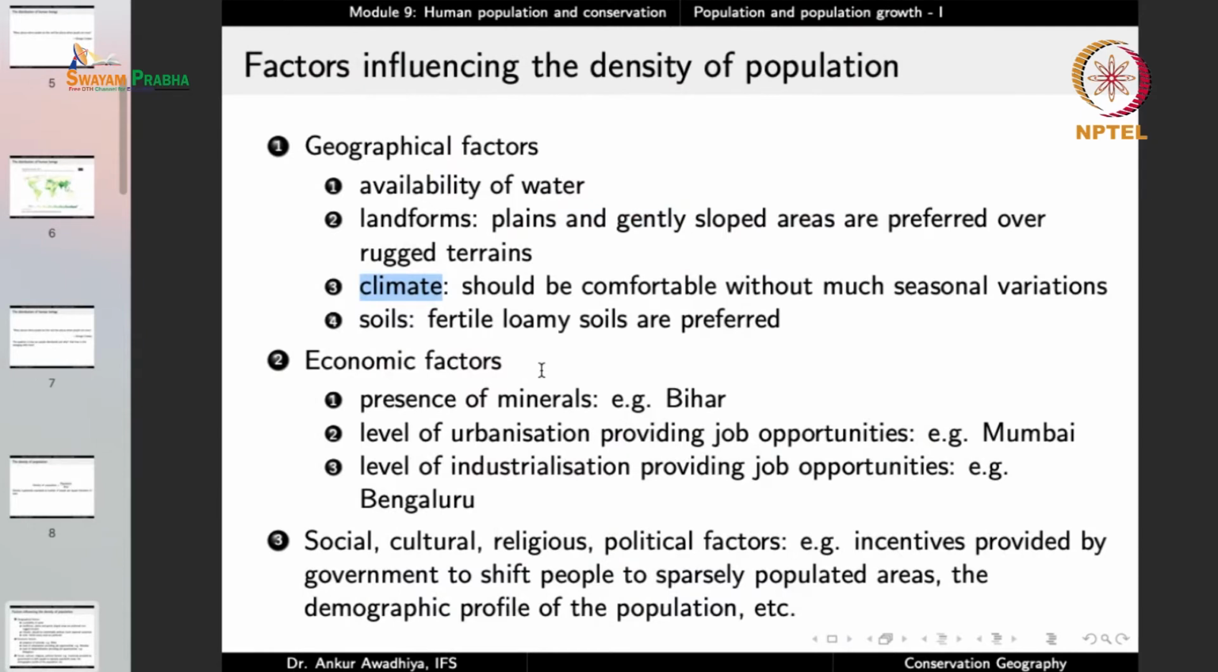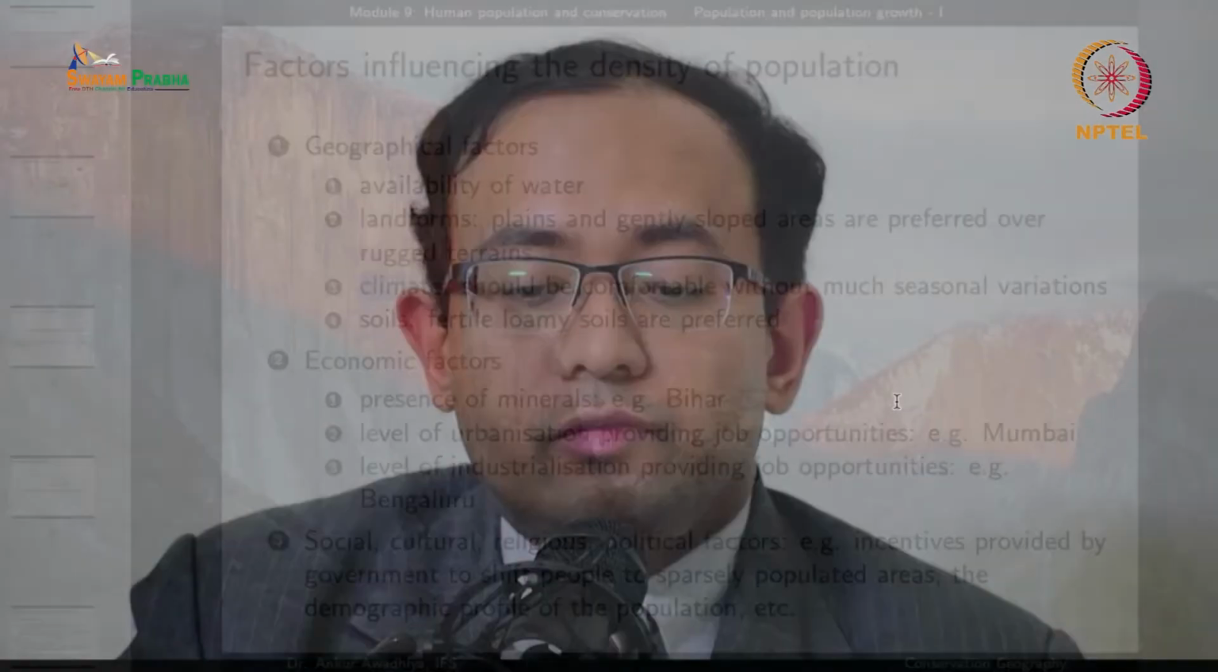Next, we have climate. The climate should be comfortable without much seasonal variations. So if the climate is very hot or very cold, or there are large amounts of variations, then people do not prefer living there. But in areas with an equitable climate or a cool climate, you will find a large population density. Now this is one reason why our coastal areas are very densely populated. They have an equitable climate all the year round.